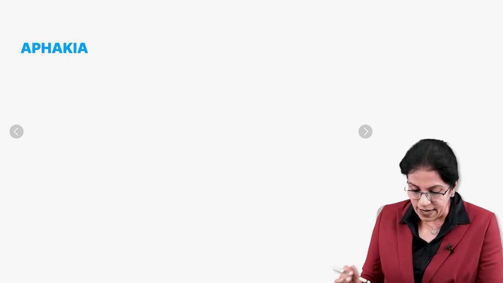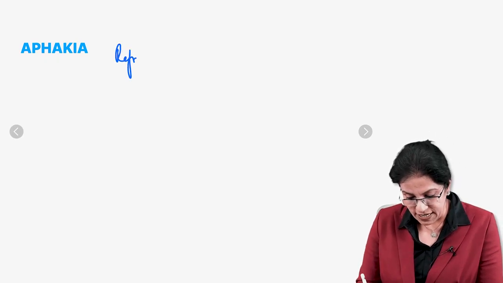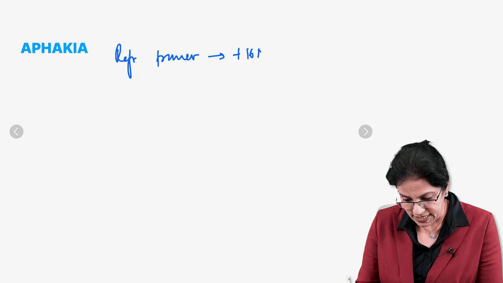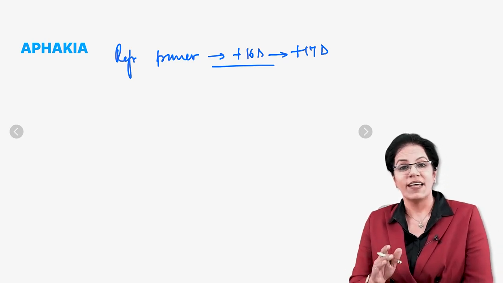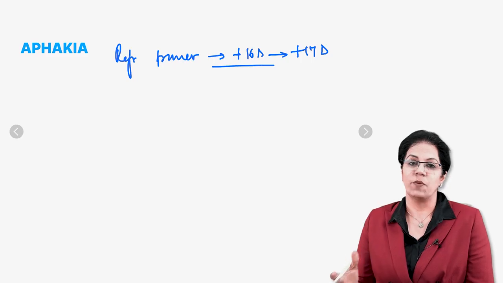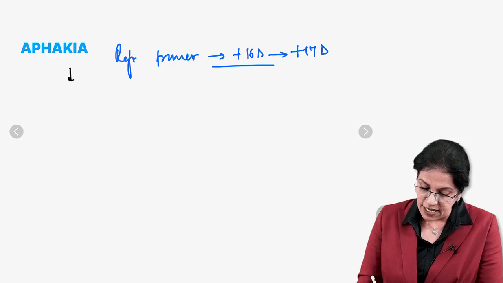Next we talk about what is aphakia. Aphakia is absence of lens. So when you say absence of lens, what is the refractive power of the lens? What did we read? The refractive power of the lens is around 16 to 17 diopters, isn't it? So we are saying that there is 16 to 17 diopters less in the eye. And what is less power? Hypermetropia. So I think we can understand that aphakia is high hypermetropia.